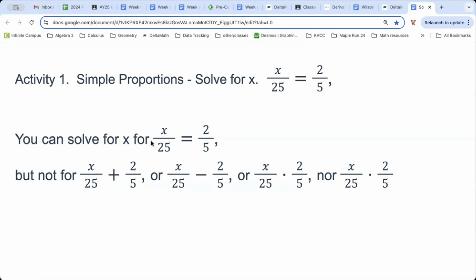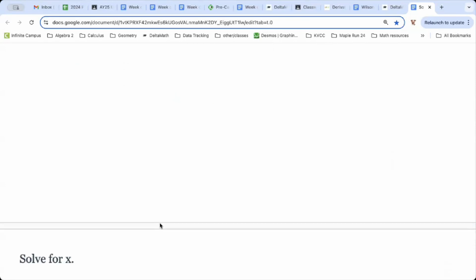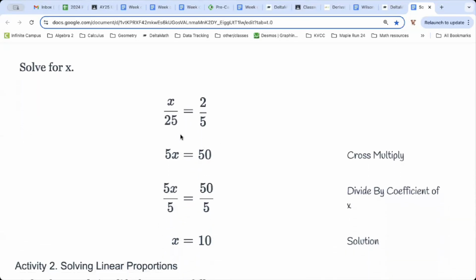So this is a proportion. Hopefully you know that if you have a proportion, you can do cross multiplication. All right, let's get into how to do that. If you see a problem like this, first recognize one fraction equal to another fraction. You have a simple proportion, and you can cross multiply. So 5 times x is 5x, and 25 times 2 is 50.